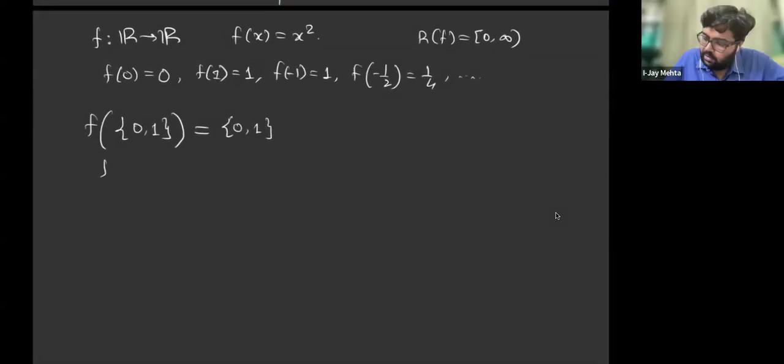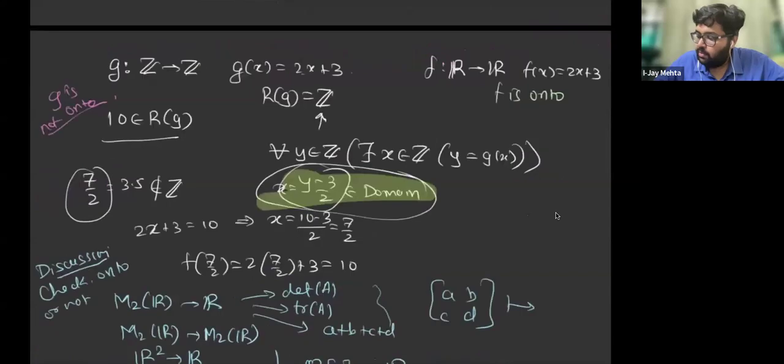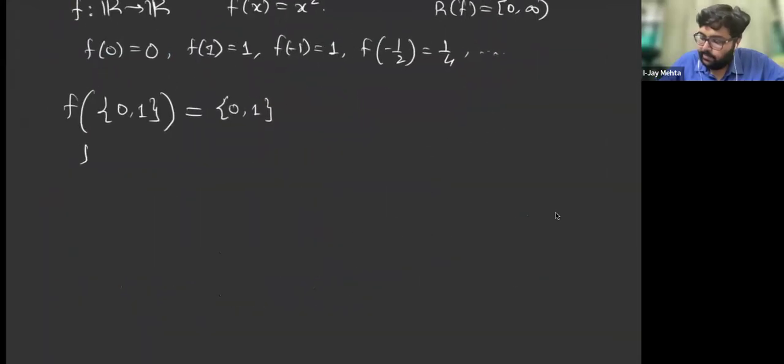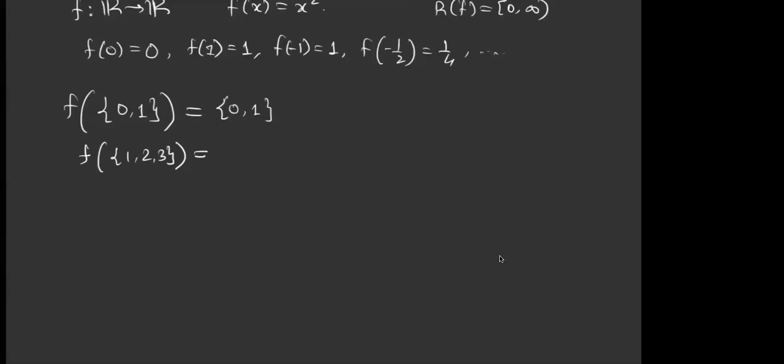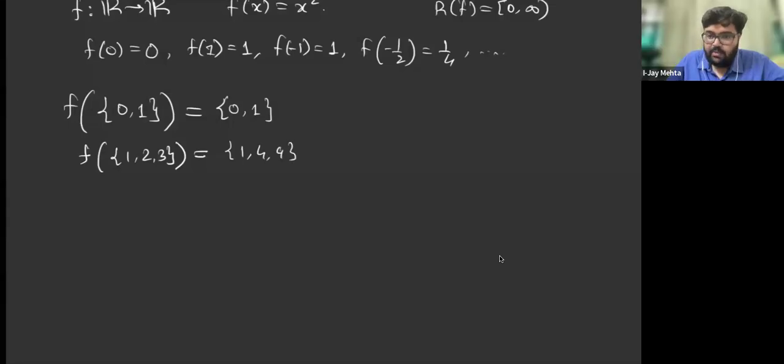So I give you this f of something. I'm just scrolling it up. Sorry. I'm now giving you this set, f of 1, comma 2, comma 3. What is this? Now you have an idea. You can try. Vishal wants to answer. Vishal? Sir, 1, 4, 9. Good. I think all of you agree, right?